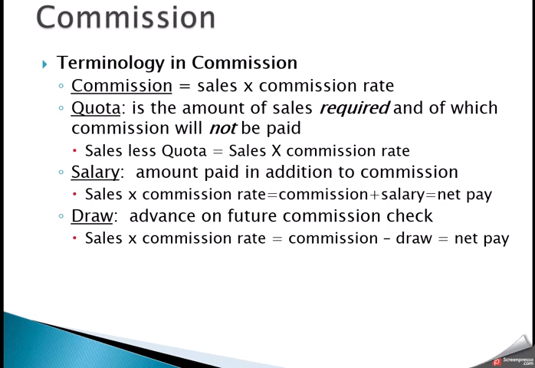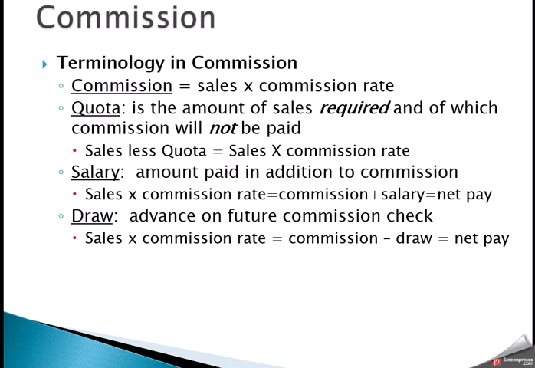The salary is what you would get paid in addition to your commission. So like say you're a car salesman, you're going to get a salary because there's going to be weeks that you don't have any sales, especially in Ohio when it's bad weather. People aren't out there buying cars. So you would just get your salary and then whatever commission you did earn.